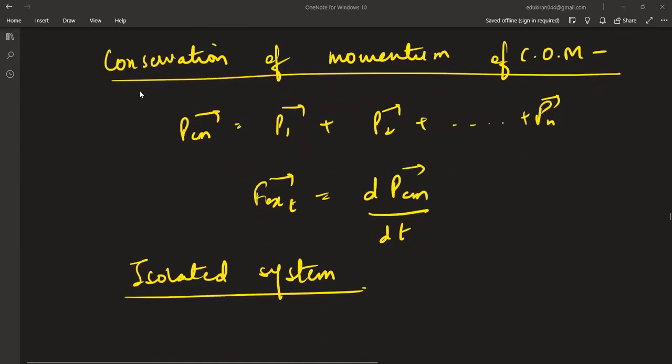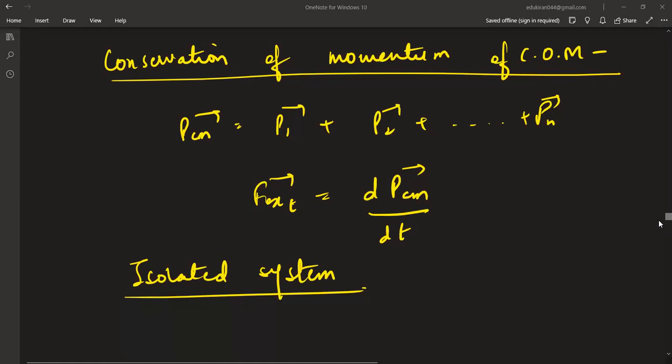Some portions I have skipped in between. We'll do this later. First, just focus on this because this is a continuation. Conservation of momentum of center of mass. So see, center of mass momentum, that is mass into velocity, will be calculated by simply adding it. All right. And how do we calculate the force? If you remember Newton's second law, force is rate of change of momentum. So external force will be rate of change of momentum over here also.